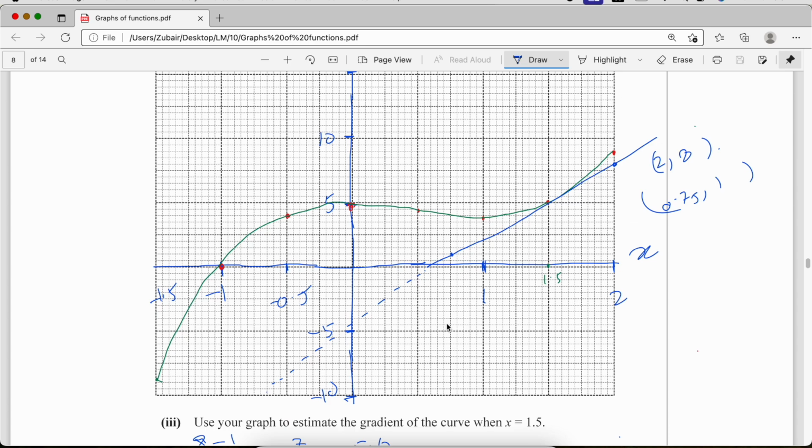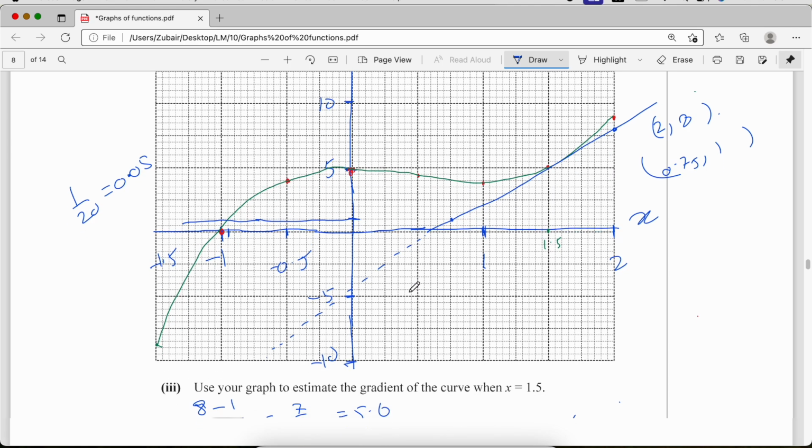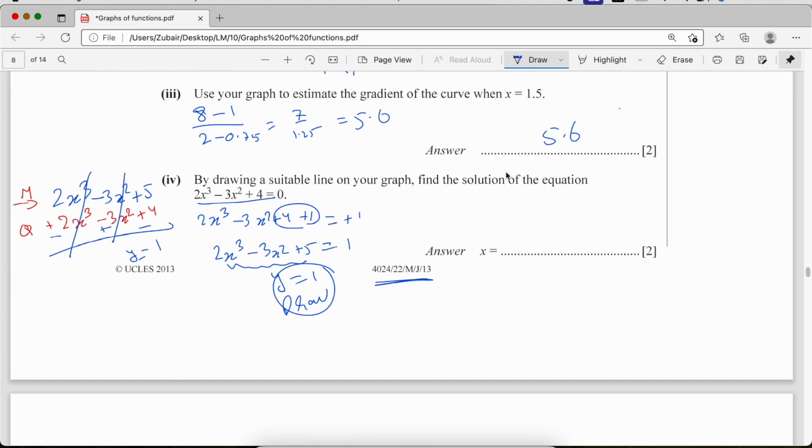At y is equal to 1, this is that point, and I can see that to the right hand side there's no intersection. So just drawing it to the left hand side, and I see the intersection is at this very last point. These are 20 boxes. 1 divided by 20 is 0.05. One small box is 0.05, so that is 0.05 less than 1, which is 0.95 for my sketch.